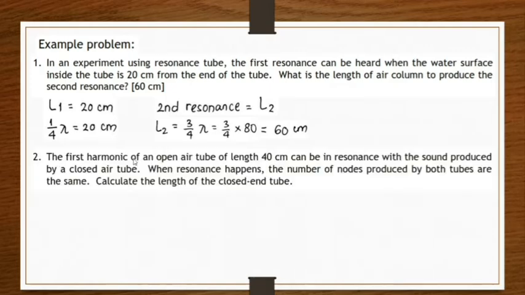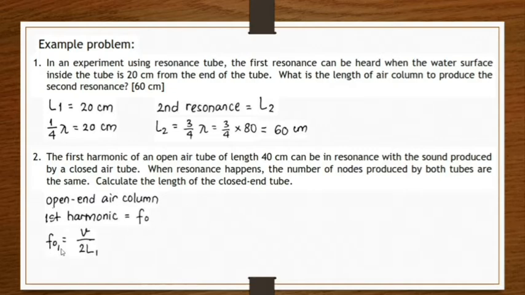Example problem number 2. The first harmonic of an open air tube of length 40 centimeters can be in resonance with the sound produced by a closed air tube. In resonance means the frequencies are the same. For an open end air column, the first harmonic is f0. So f0 for the first column is v/2L1.